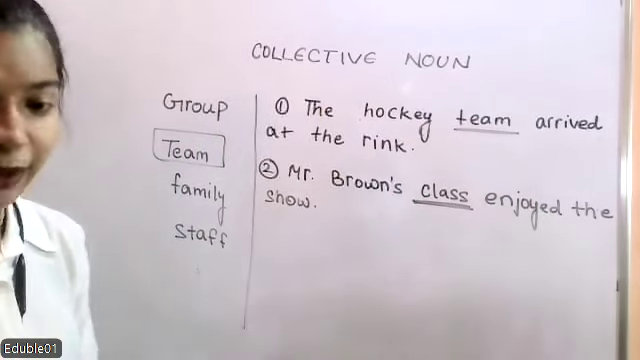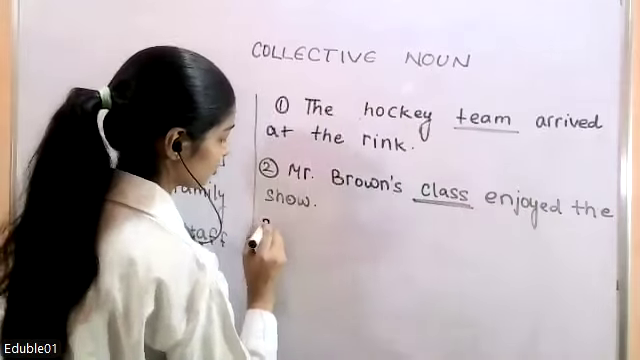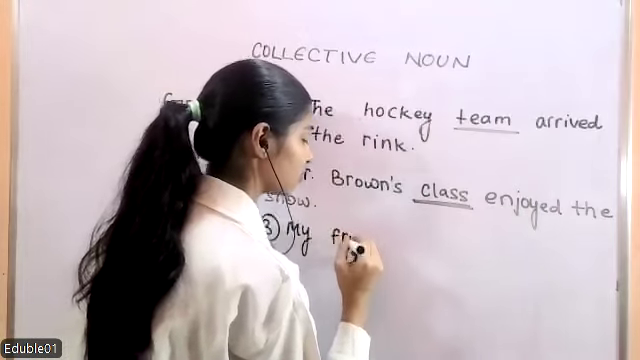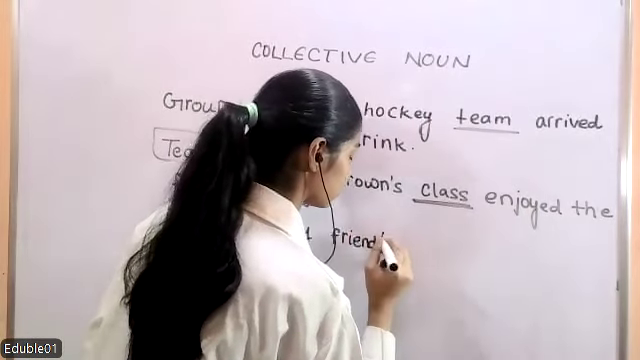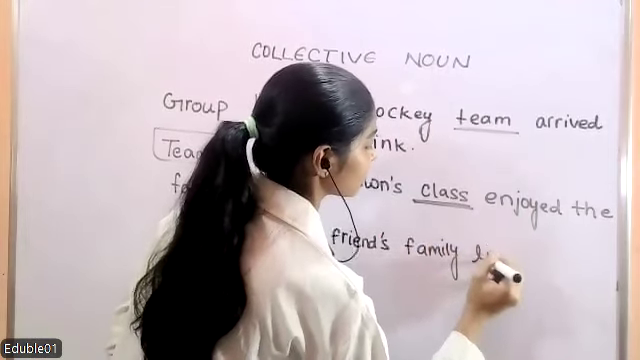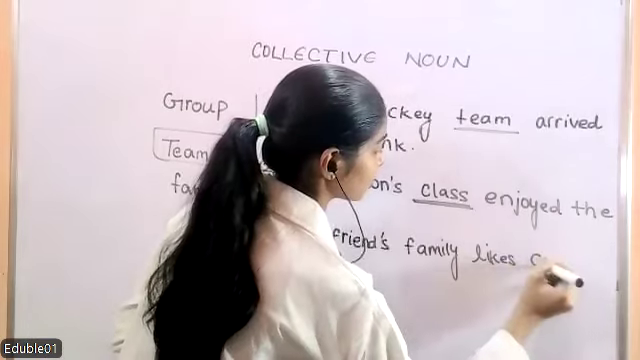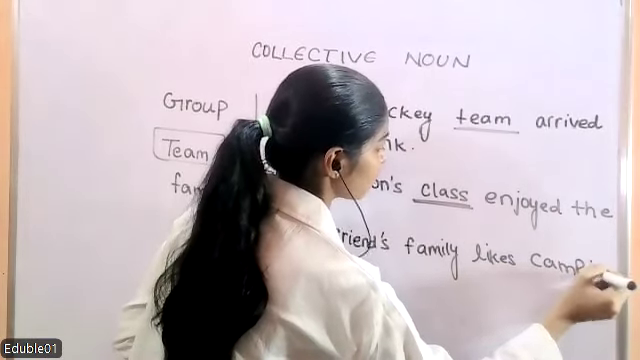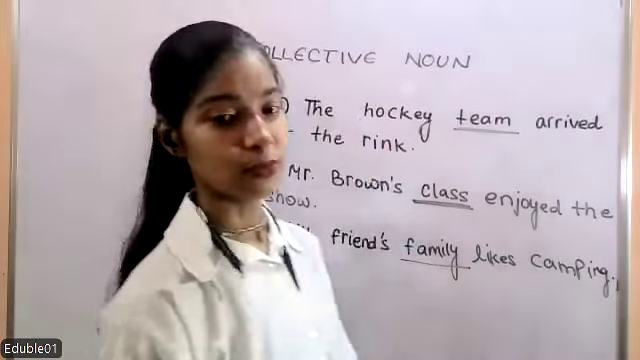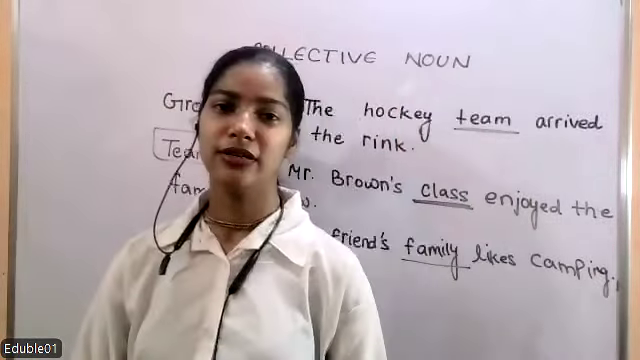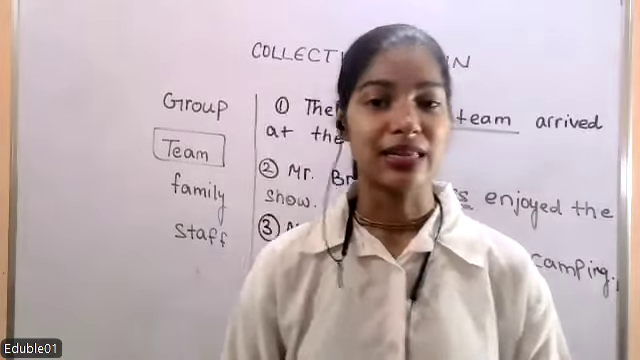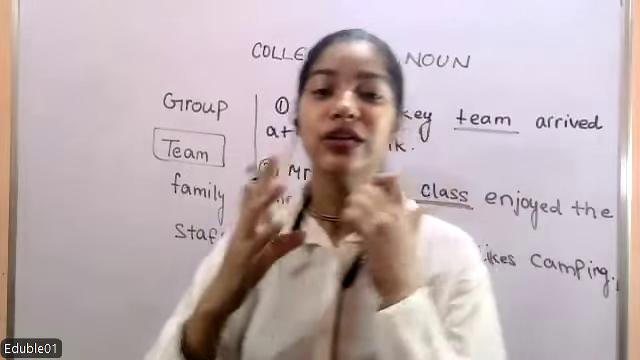Let's just take one more example, okay? My friends, family likes camping. So here you can see the word family, and a family consists of a lot of people like mom, dad, brother, sister, cousins, uncle, aunt, a lot of people, right? So a family is also a collective noun.